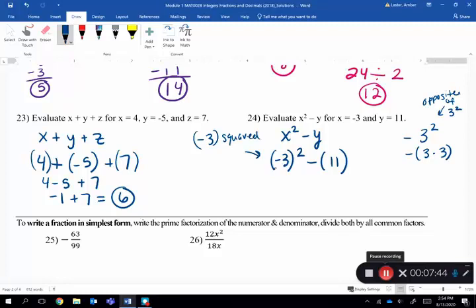This one is negative 3 squared, gives me 9 minus 11. So I have $9 and I want to spend 11. I am negative $2.